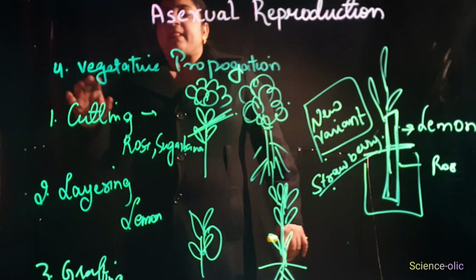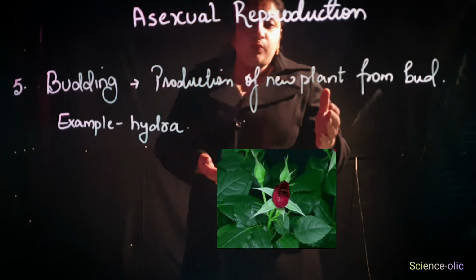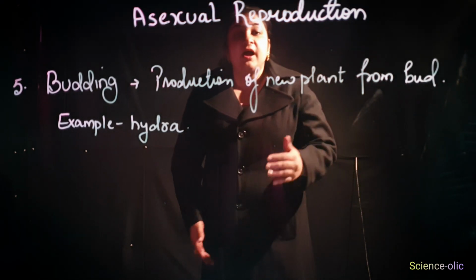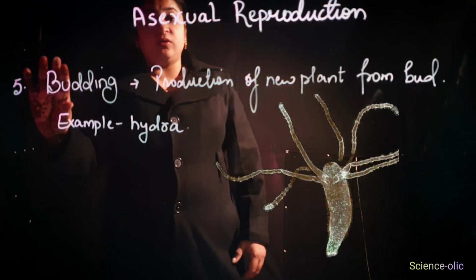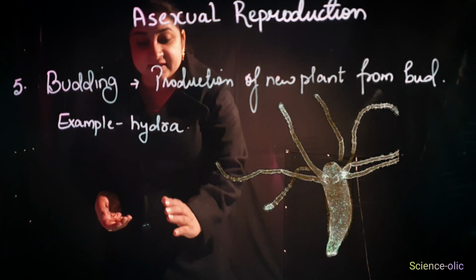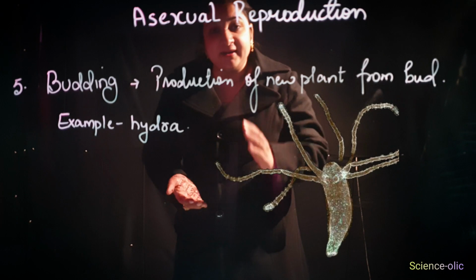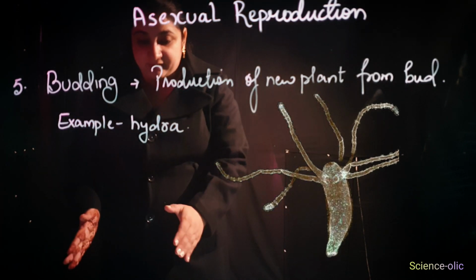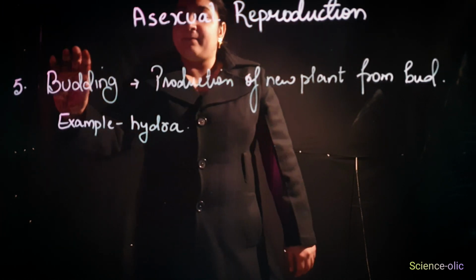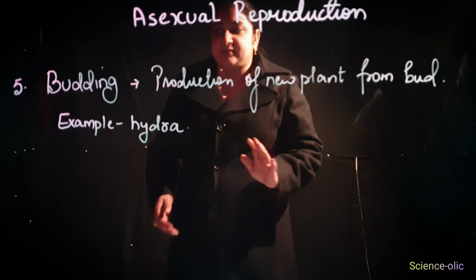Next is budding. Budding is production of a new plant from the bud. You are seeing this image. This image is of hydra. Hydra is a good example of budding. In hydra, the bud breaks off and the new plant is formed. The bud breaks out from the hydra and the new plant is formed. That is known as budding. It takes place in unicellular organisms.